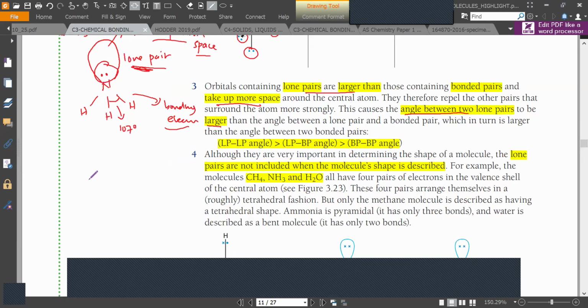Another example is water. Water has two lone pairs. These two lone pairs take up even more space. So this one is supposed to be 109.5, now it's even less. This one is 105, something like that. So lone pair–lone pair repulsion is the greatest, then lone pair–bonding pair is a little bit smaller, and bonding pair–bonding pair is the smallest, taking up the least space.